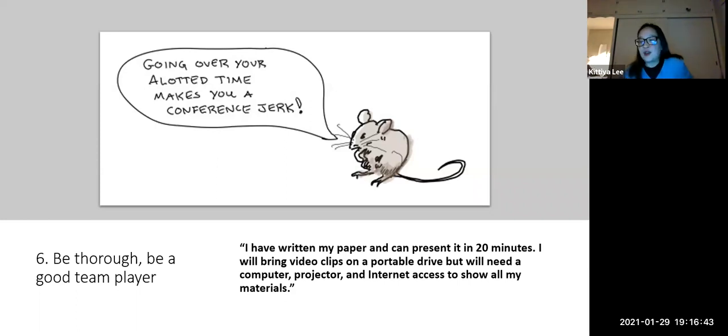I have read many abstracts that end with something like, I have written my paper and I can present it in 20 minutes. I will bring video clips on a portable drive and will need a computer, projector, and internet access to show all my materials, right? Bam, very specific, very clear what it is, what they promise, what they will deliver. And then stick with the time limits. I will share some tips for managing that when we talk later about preparing for conference presentations.